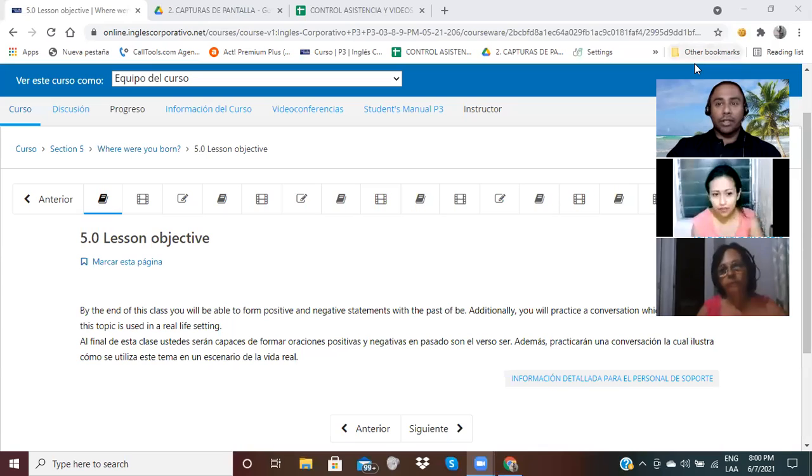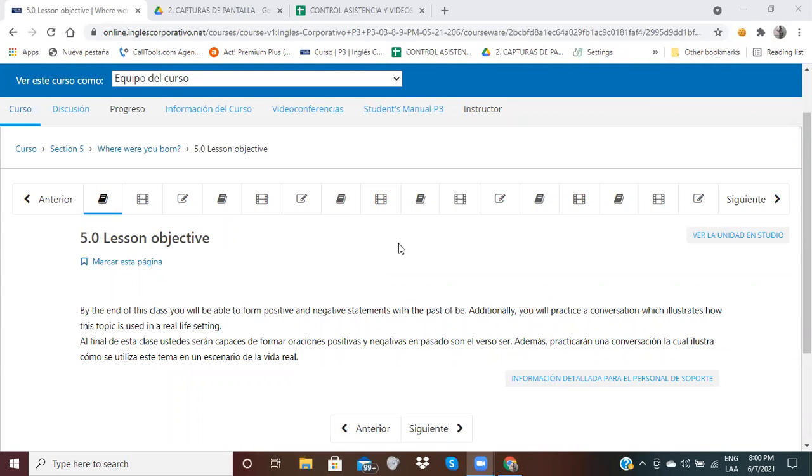All right, guys. In today's class, we're going to go ahead and get started. We're going to be looking at section number 5. For section 5.0, by the end of this class, you will be able to form positive and negative statements with the past of the be verb. Additionally, you will practice a conversation which illustrates how this topic is used in a real life setting.